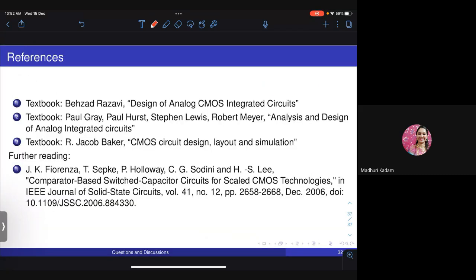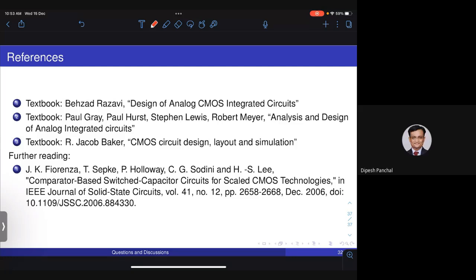So again, whatever we have discussed today is there in this slide deck, and the switch capacitor circuits part is there in all of these textbooks. One is Behzad Razavi, and Gray and Meyer's textbook on analog integrated circuits, or Jacob Baker's book on CMOS circuit design and layout. The comparator-based switch capacitor circuit is something which is somewhat more recent, and it's a very nice and easy to read paper, though it's a journal paper. You can just download it and read it. Very well written, simple circuits and simple idea, but very effective, as you can see.